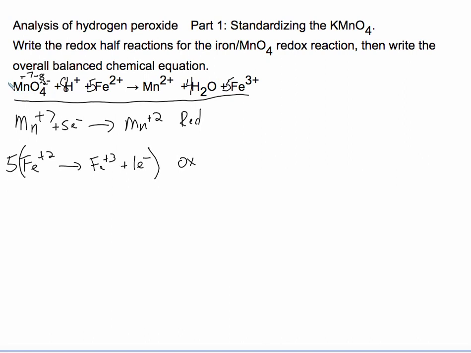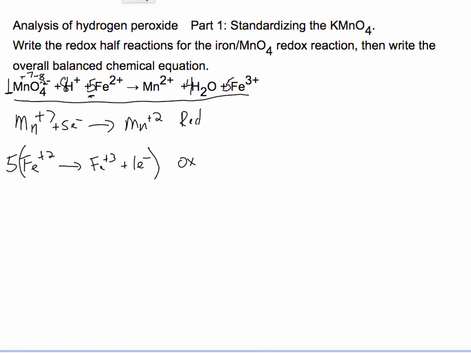Okay, but the important part is that KMnO4, which is actually potassium permanganate, reacts in a 1 to 5 mole ratio with the iron. We're going to use that a little bit later, but just remember that it's a 1 to 5 ratio.